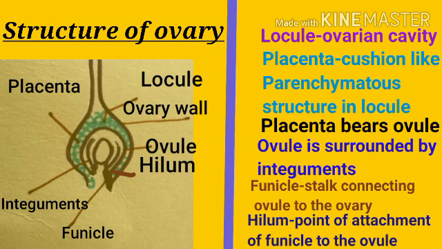If you go into the structure of the ovule, the ovule is surrounded by two integuments, that is, two protective layers. And this ovule is attached to the wall of the ovary with a stalk that is called the funicle. Now the point of attachment of the funicle to the ovule is called the hilum. Just look into the picture and make it clear.